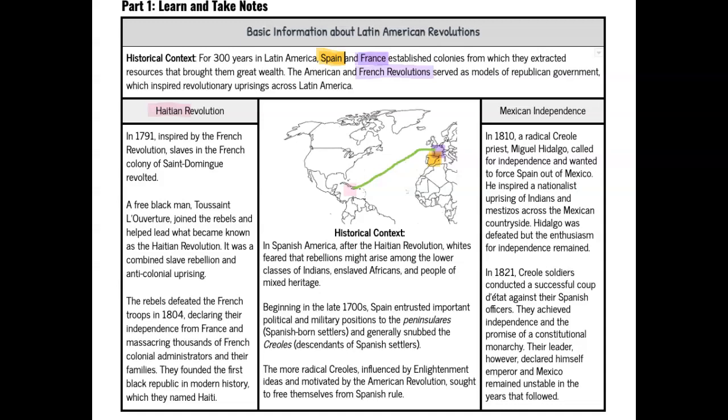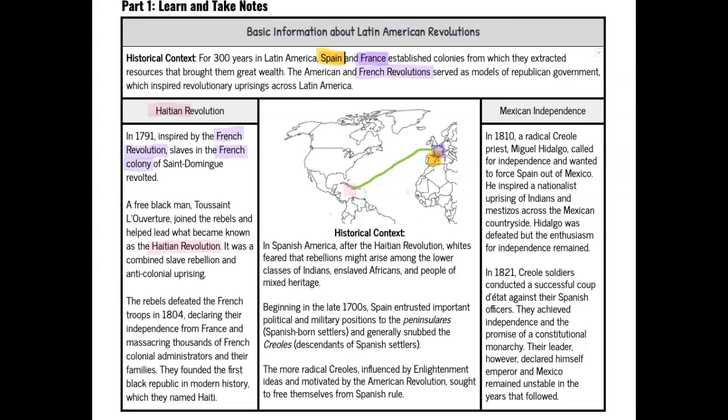All right, let's read about the Haitian Revolution. In 1791, inspired by the French Revolution, slaves in the French colony of Saint-Domingue revolted. Again, I'm going to color code anytime I see anything to do with France, and this is a French colony. A free black man, Toussaint Louverture, joined the rebels and helped lead what became known as the Haitian Revolution. It was a combined slave rebellion and anti-colonial uprising. I'm going to color code Haitian Revolution.